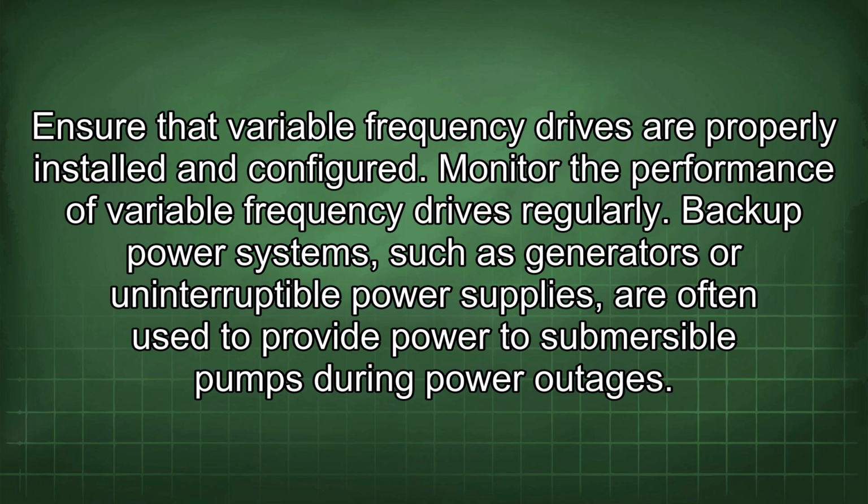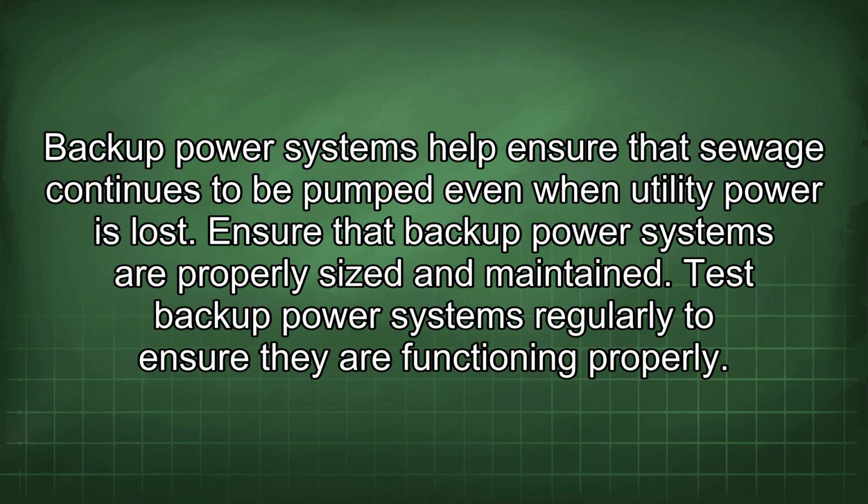Backup power systems, such as generators or uninterruptible power supplies, are often used to provide power to submersible pumps during power outages. Backup power systems help ensure that sewage continues to be pumped even when utility power is lost. Ensure that backup power systems are properly sized and maintained. Test backup power systems regularly to ensure they are functioning properly.